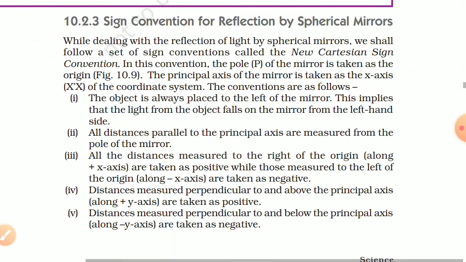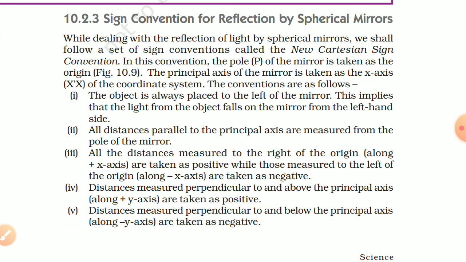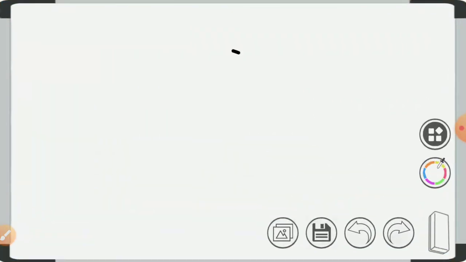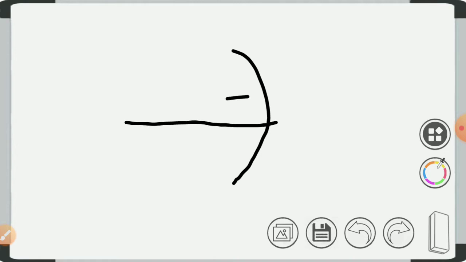Now first, the object is always placed to the left of the mirror. This implies that the light from the object falls on the mirror from the left hand side. In every figure we have seen, whether it is a concave mirror or a convex mirror, we have always placed the objects on the left side.